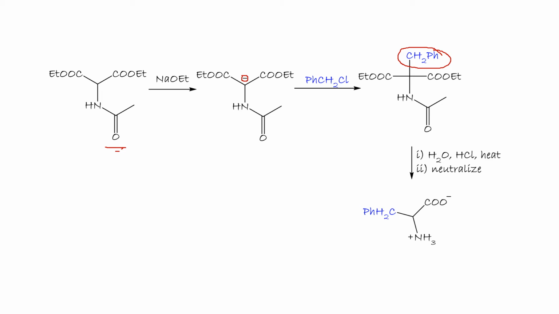Now, when you add water, HCl, and heat, you hydrolyze the ester to carboxylic acid. And because that is a beta carbonyl, upon heat you will lose CO2. And also you have here an amide, which can be hydrolyzed easily under this condition. So we will end up with amino acid.